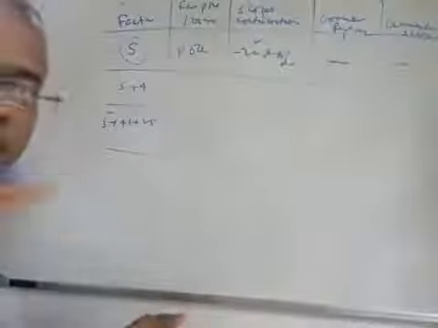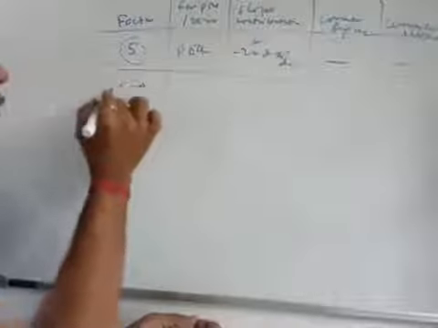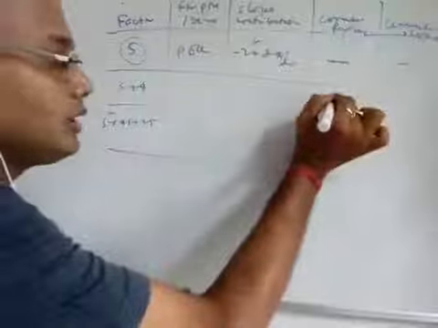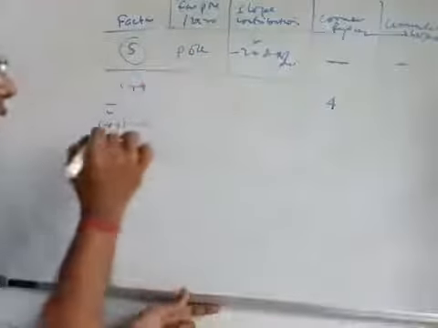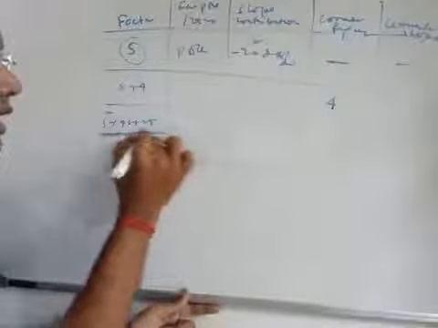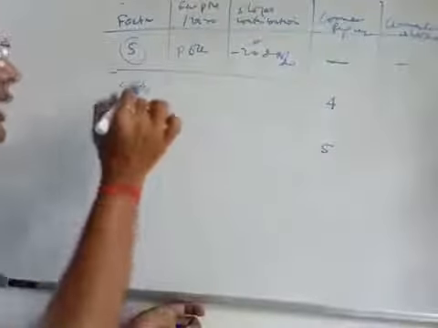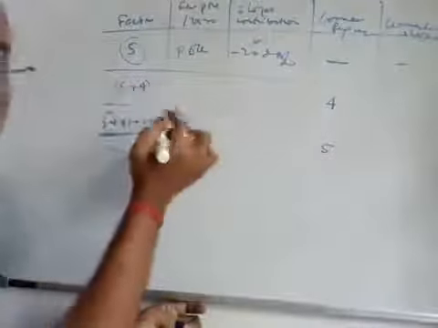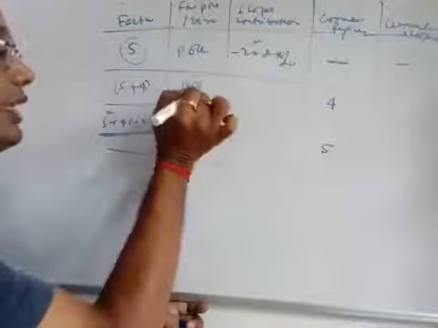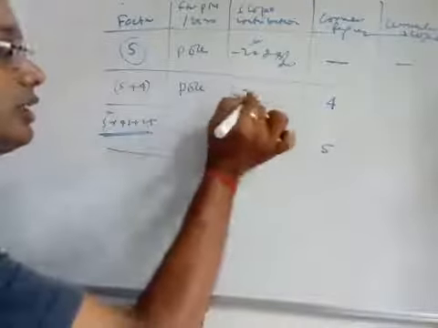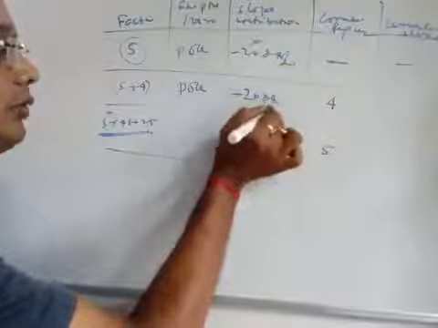So that is the concept. Next part, s plus 4. For s plus 4, what is the corner frequency? 4, we have calculated. What is the corner frequency corresponding to the second order part? 5, we already calculated. Now this s plus 4 is again a pole factor, that is a single pole. That means this contribution is minus 20 dB per decade.